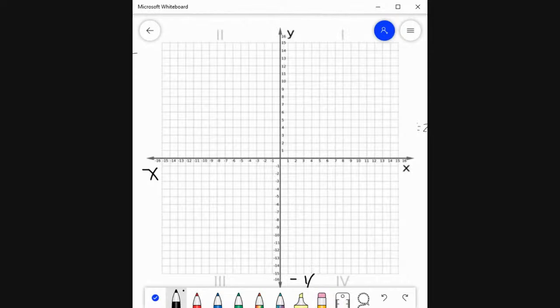So we are going to start at -2 and 5. That goes here.